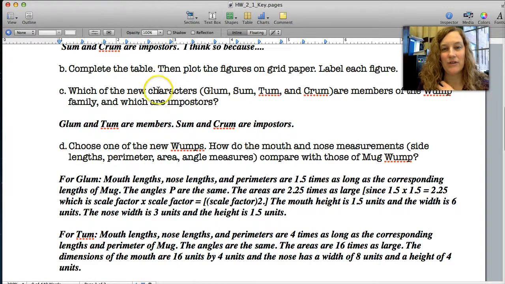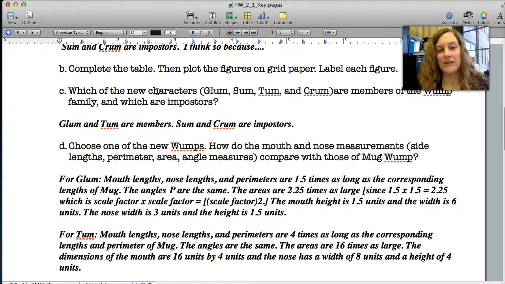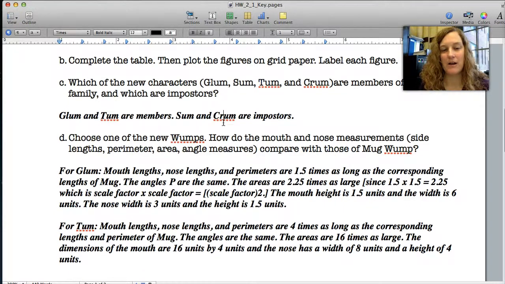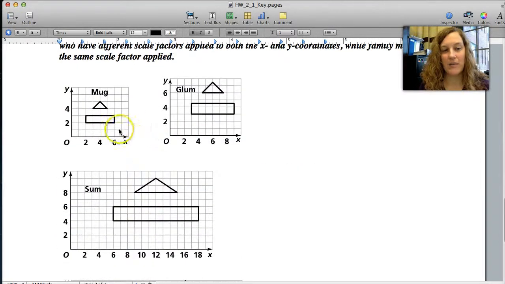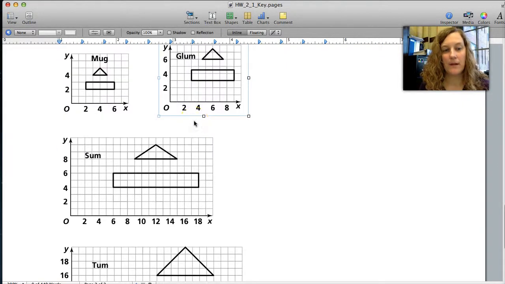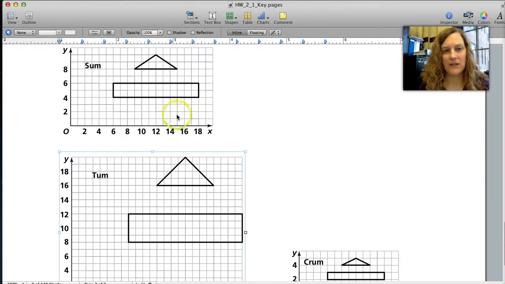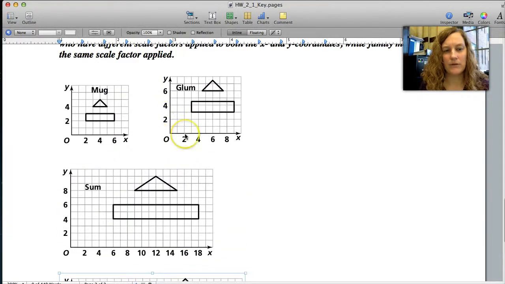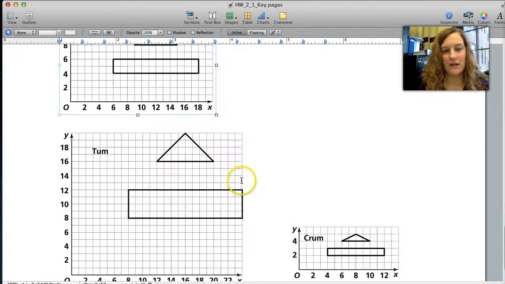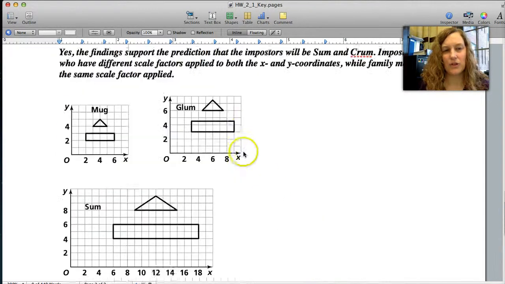All right, so which one of the new characters are members of the lump and which are imposters? Well, we were right. Glum and tum are members because they're just bigger versions, where sum and crumb are imposters. So let's go look at those pictures again. Glum and tum are members. If we look at mug and we look at glum, yeah, I can see it's the same shape. And I look at tum, it's the same shape. But not so much for sum, because my triangle just doesn't look quite right. And crumb also looks a little smushed.